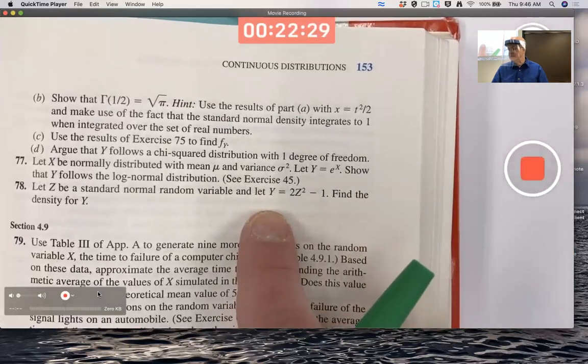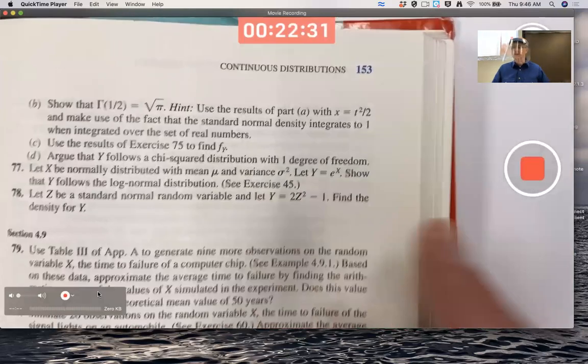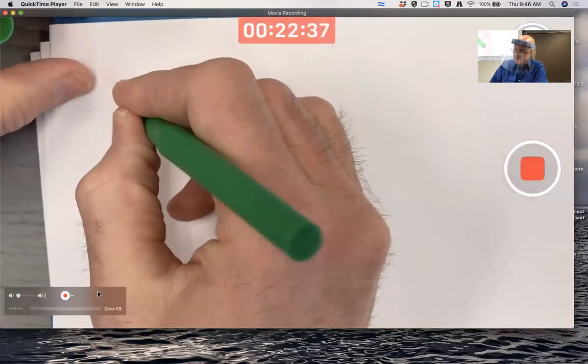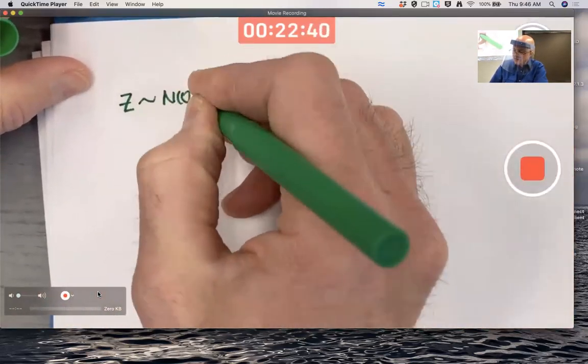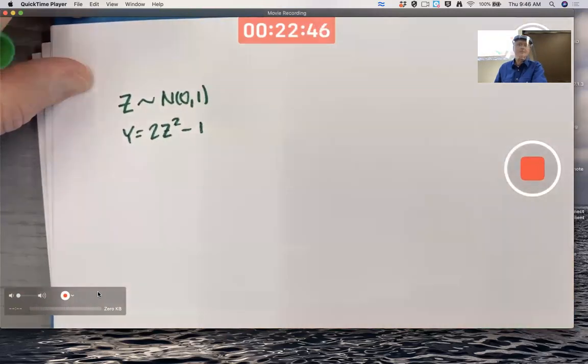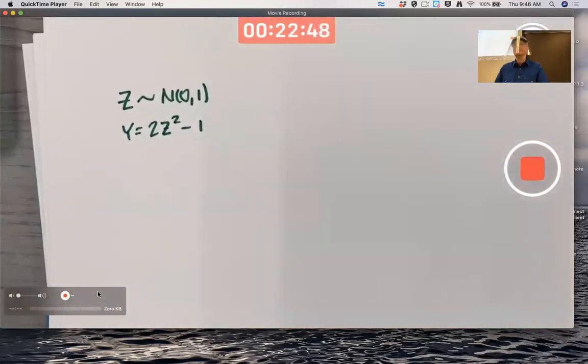But let's use the CDF method again. So Y is 2Z squared minus 1, where Z is standard normal. We want to ultimately find the PDF for Y. We want to use the CDF method to find the PDF, because I think it promotes understanding, whereas the book's formula involving the derivative of the transformation is just a little bit more mysterious. It's sometimes quicker, but more mysterious.